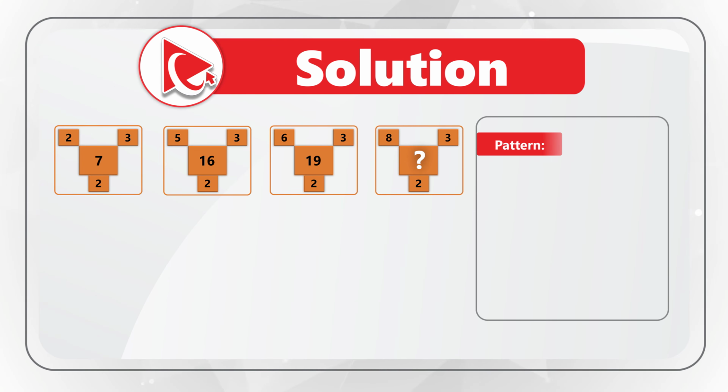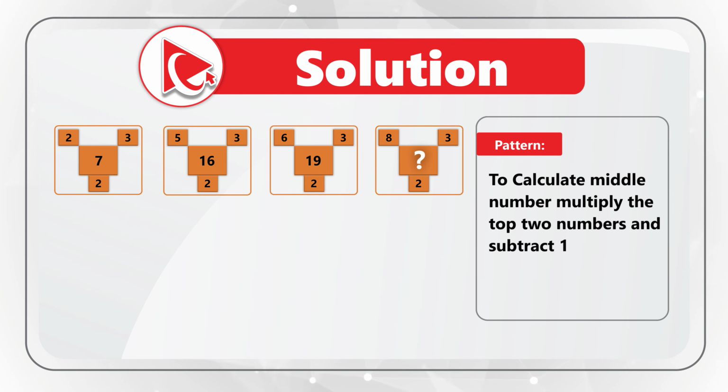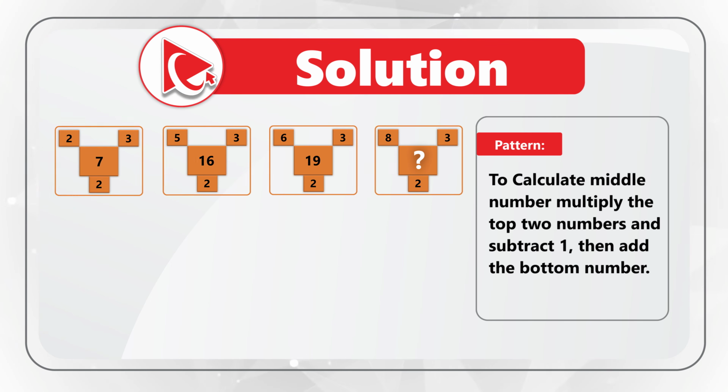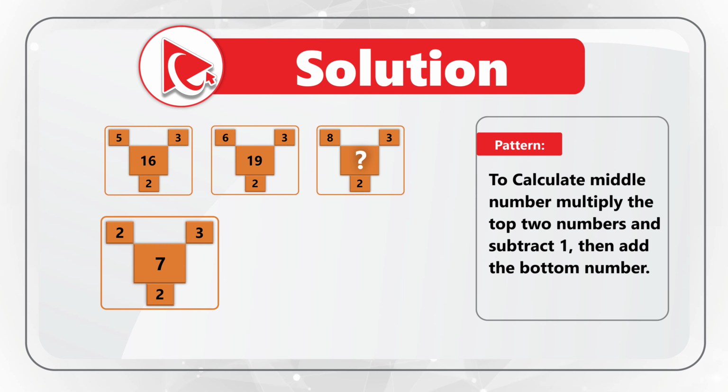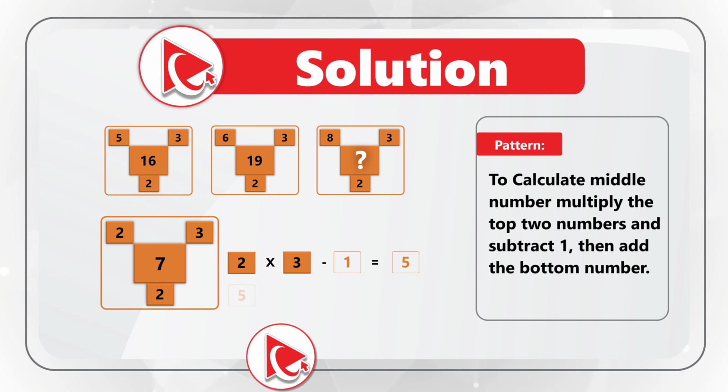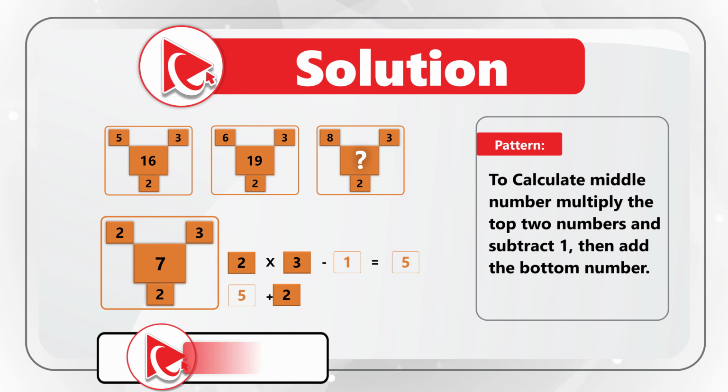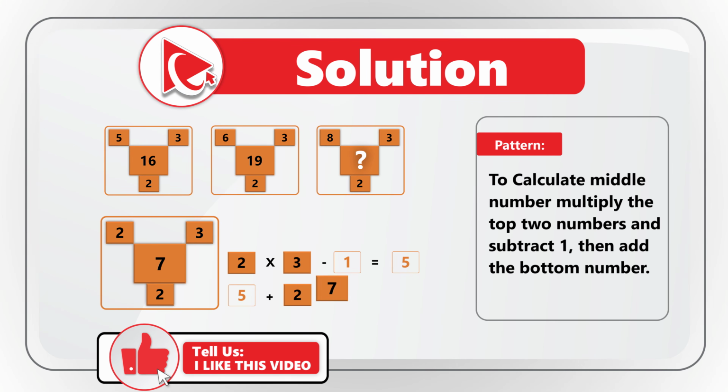I think the pattern here is that to calculate the middle number, you need to multiply the top two numbers and subtract 1. Then add the bottom number. Let's look at the first shape to confirm the logic. 2 multiplied by 3 minus 1 equals 5. 5 plus 2, which is the bottom number, equals the middle number, which is 7.